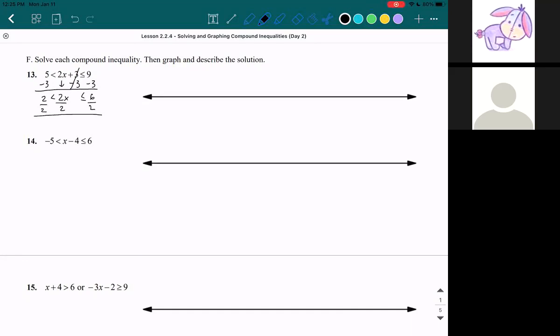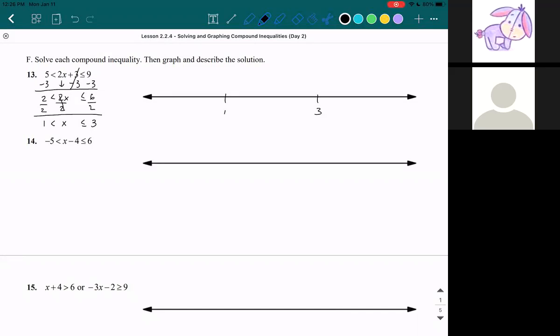Then we're going to get 1 is less than... those cancel out. We get x less than or equal to 3. So we have 1 is less than x, which is less than or equal to 3. Now we need to graph and describe the solution. It's kind of like our last section. We have the 1 and we have the 3, and we have x in between.